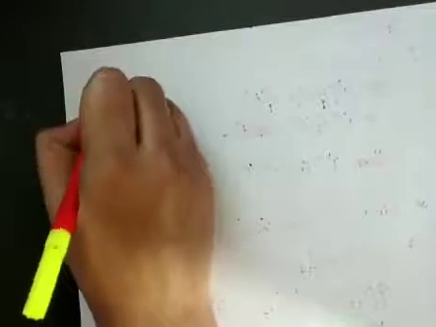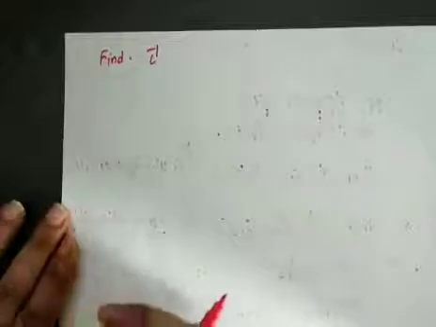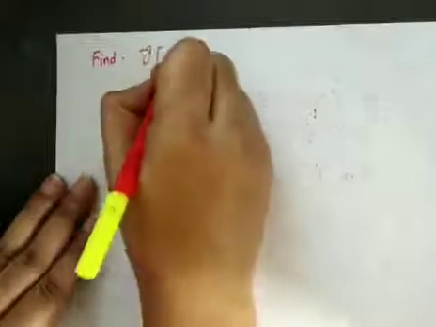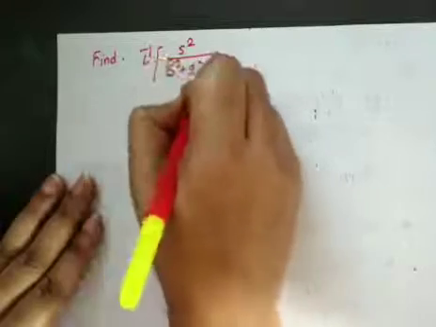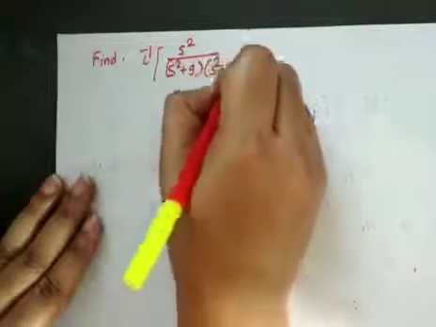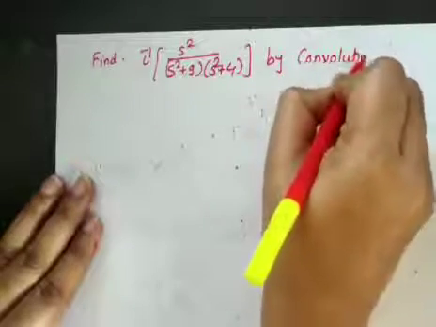Okay, we'll take the next example. Find Laplace inverse of s square upon (s square plus 9) into (s square plus 4) by convolution theorem.